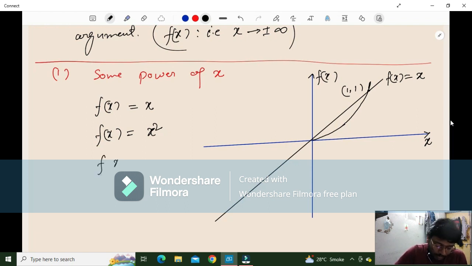Number 3, f of x is equal to x to the power 3. How will it look like? This will become flatter as x tends to 0 and steeper near the point 1 comma 1. So it will become like this. So the first one, this is the x square plot and this is the x cube.